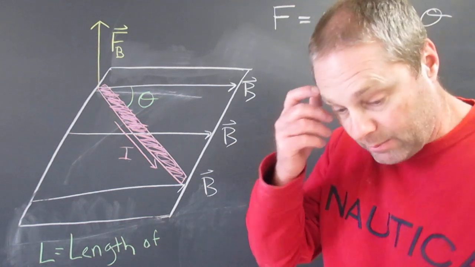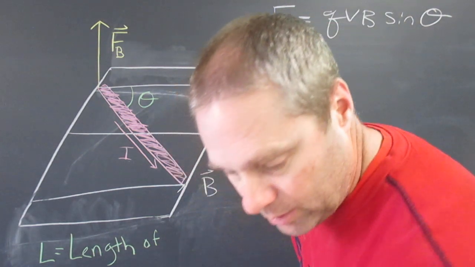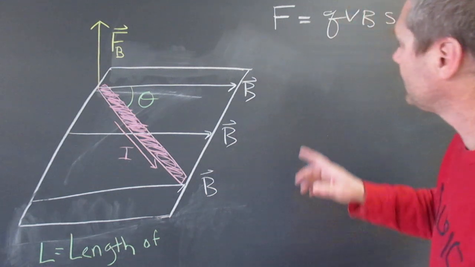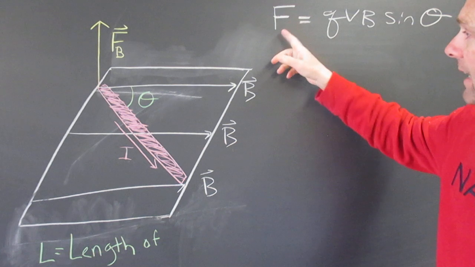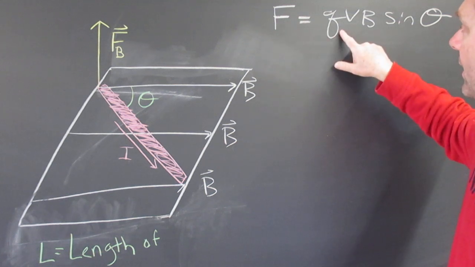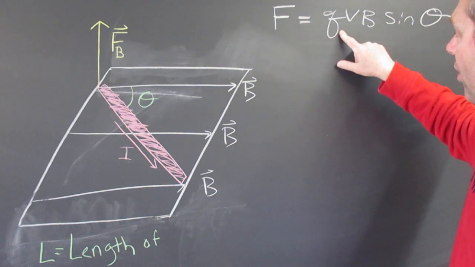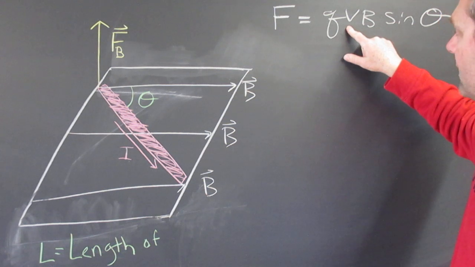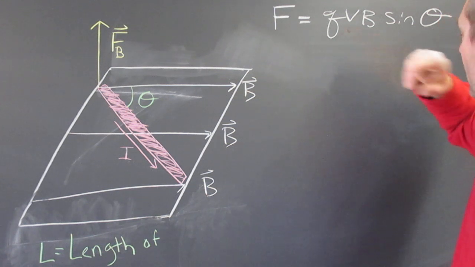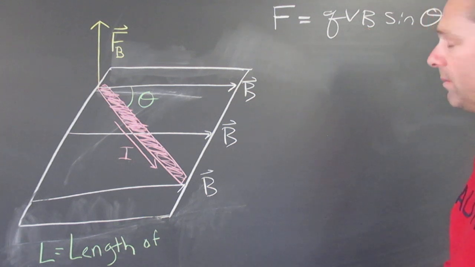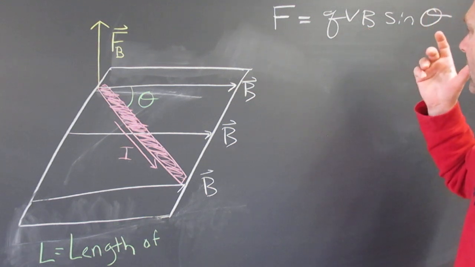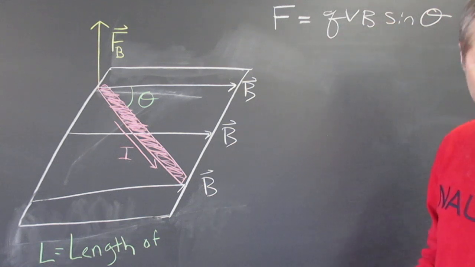Now, if we want to look at some math here, we can see that F is going to be the force of that magnetic field. That's going to be equal to Q, so that would be the charge. V is going to be the velocity at which the charges are being moved. B is going to be the magnitude of the magnetic field.